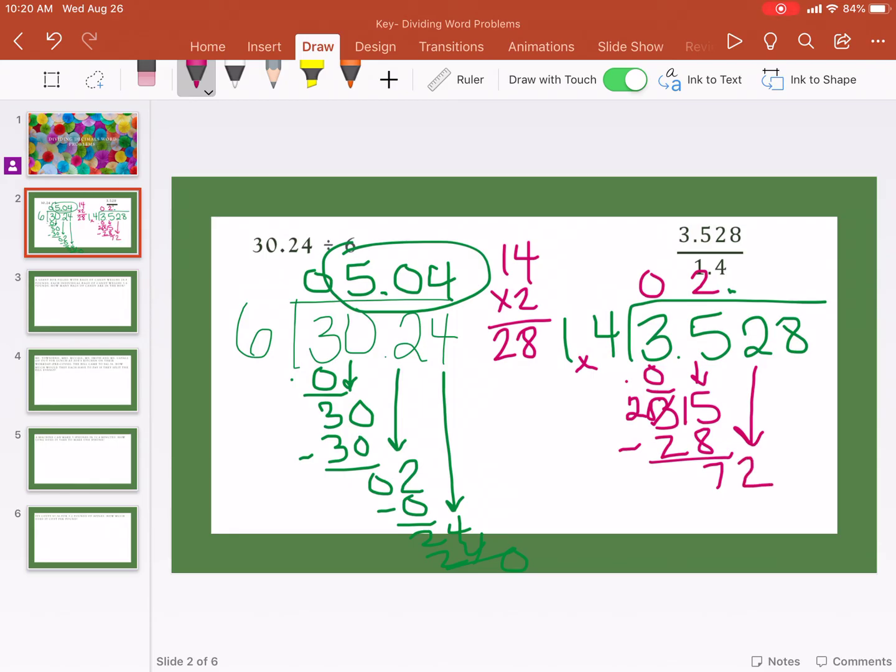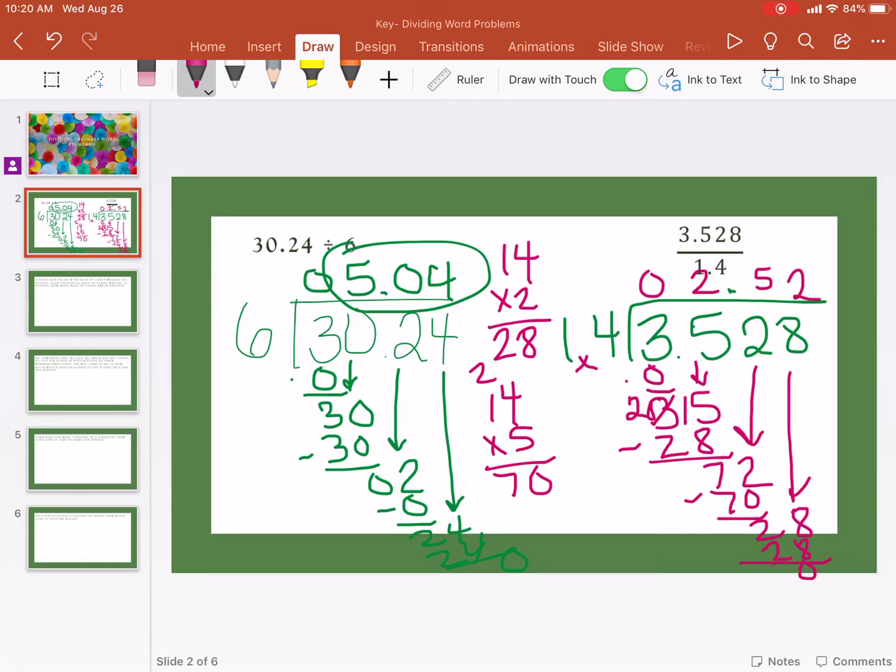Well, let's try it. I'm going to try 5. 4 times 5 is 20. 5, 6, 7. Ooh, it's 70. Perfect. Because it can't go over it, so 2 left over. Bring down the 8. Well, I already knew that it was times 2. 0 left over. So it is 2 and 52 hundredths.